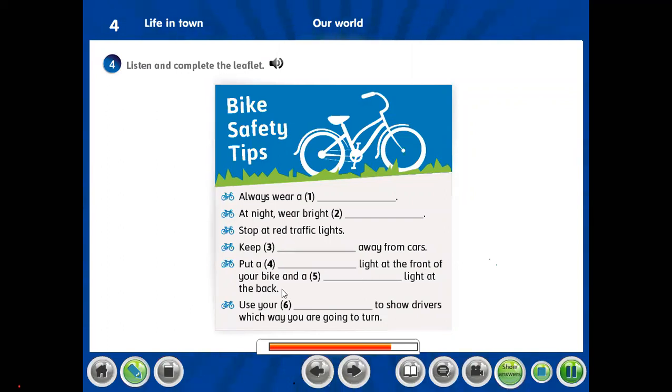Very good. Now, for the last question. How do we show drivers which way we are going to turn? With our arms, of course. Good job, Sean. You are a careful cyclist.